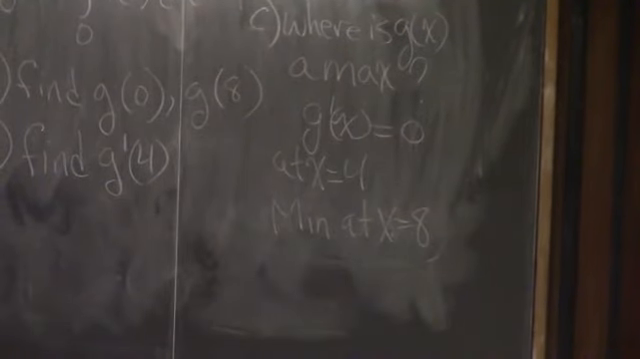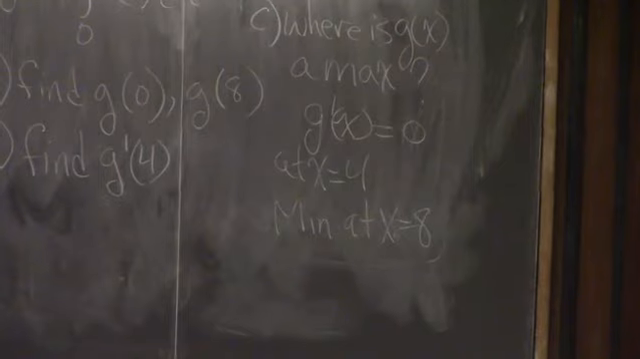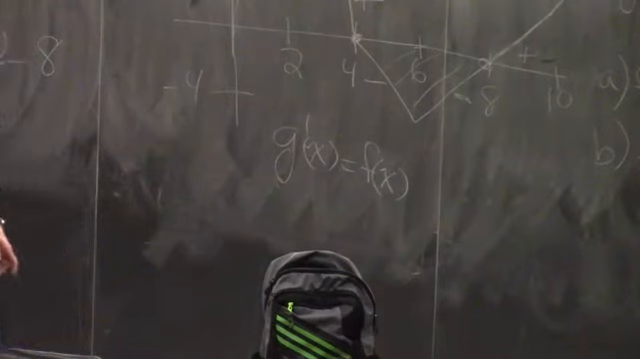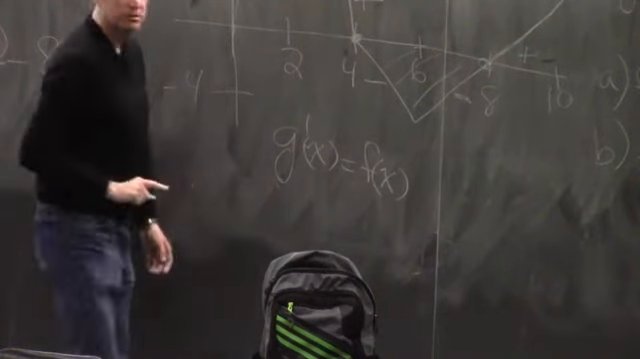Okay? If I ask about concavity, you take the derivative again. Did I skip g? Oh, I forgot g prime of 4. Well, sure. What's g prime of x? G prime of x is f of x. So g prime of 4 is 0.